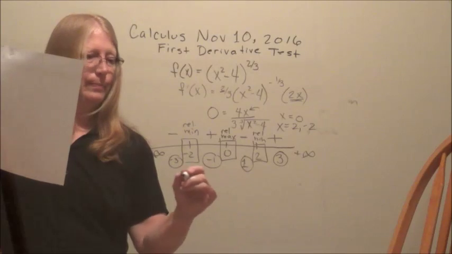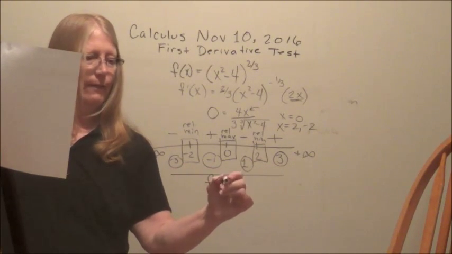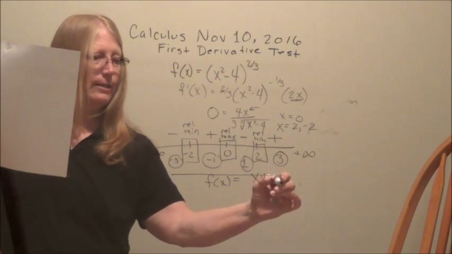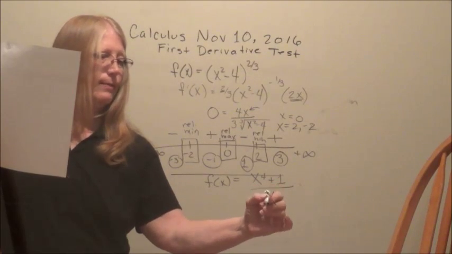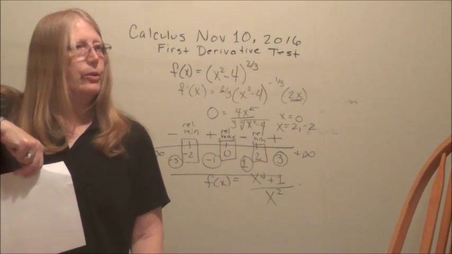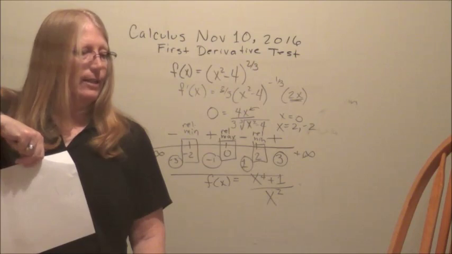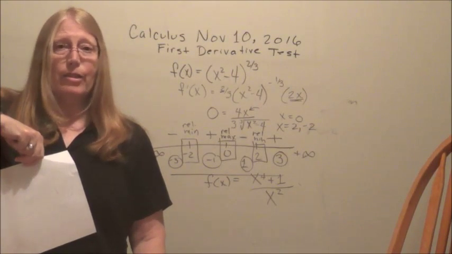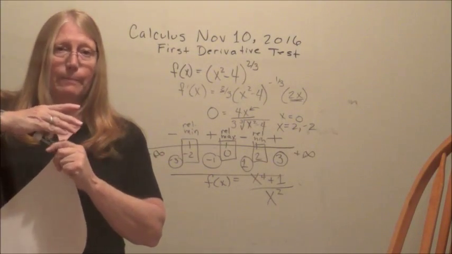All right, here's one for you. Try this one in your comp book, and we'll discuss it tomorrow. F of x equals x to the fourth plus 1 divided by x squared. All right, so look at that, and I want you to use the first derivative test, find the critical values, and apply the first derivative test at each of those to see if you have a relative max or relative min.